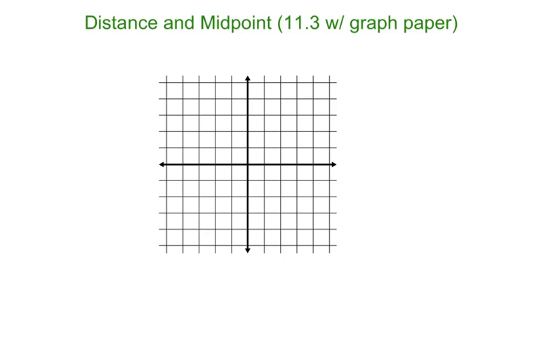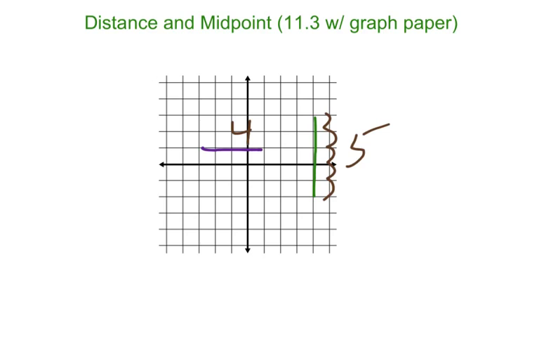Alright, distance and midpoint. Let's say you just have a horizontal line. How would you find the distance? Well, you could just say that's 1, 2, 3, 4 units. Well, that's pretty easy. Or if you had a line that was going straight up and down, then you could just count there that you have 1, 2, 3, 4, 5 units. So if it's horizontal or vertical, yeah, it's a no-brainer.